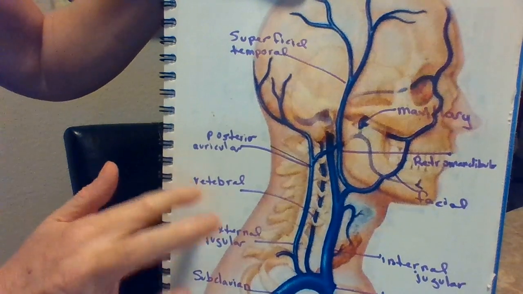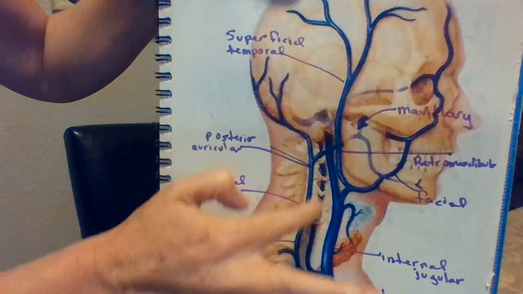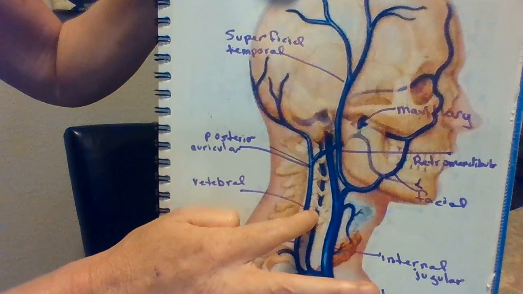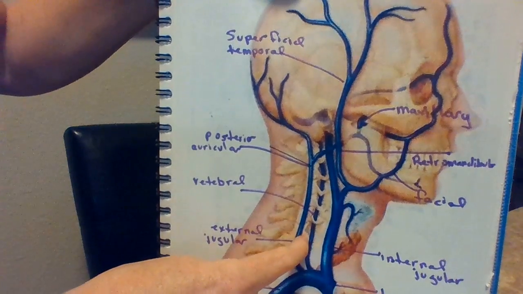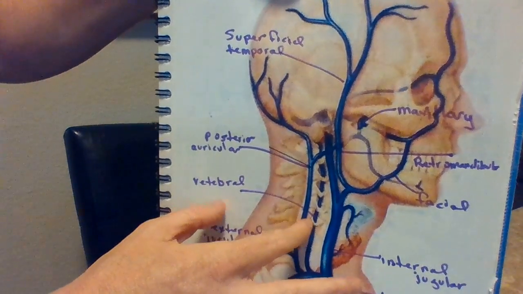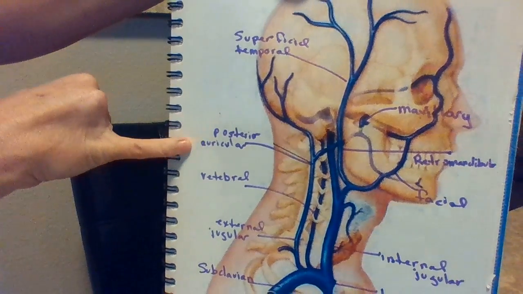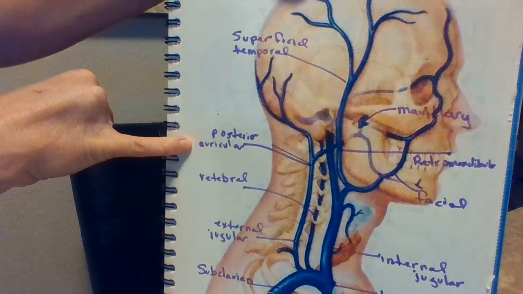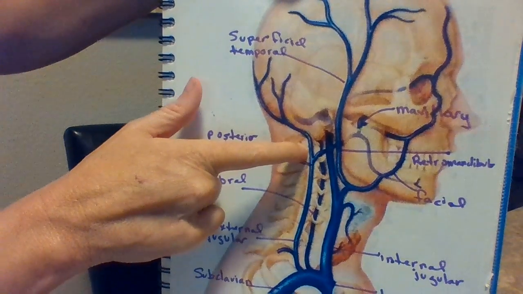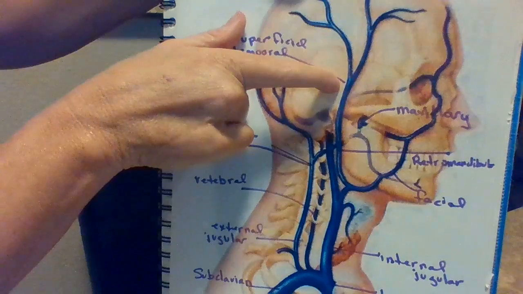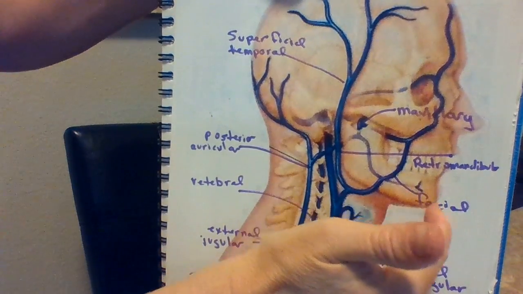You have your vertebral vein, and it runs just parallel to the vertebral artery. We also have the posterior auricular, I'm going to totally massacre this, and that's going to be right over here. We have the maxillary right over here, and we have the facial over here.